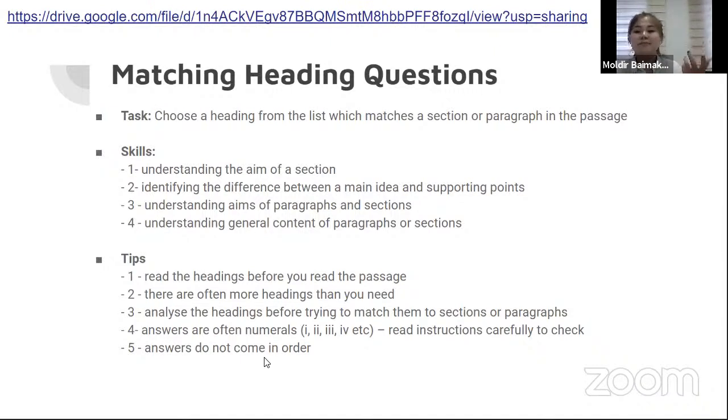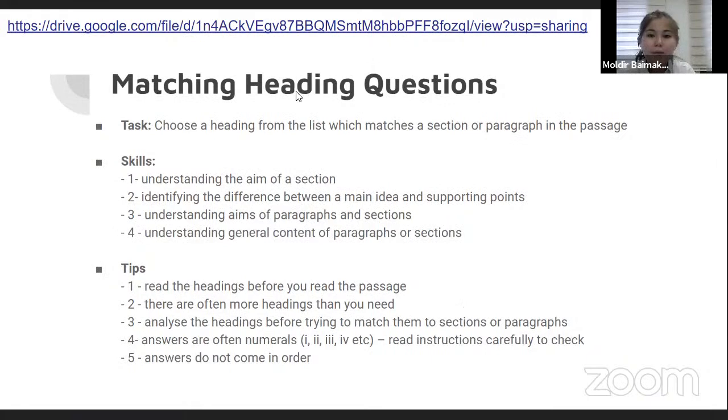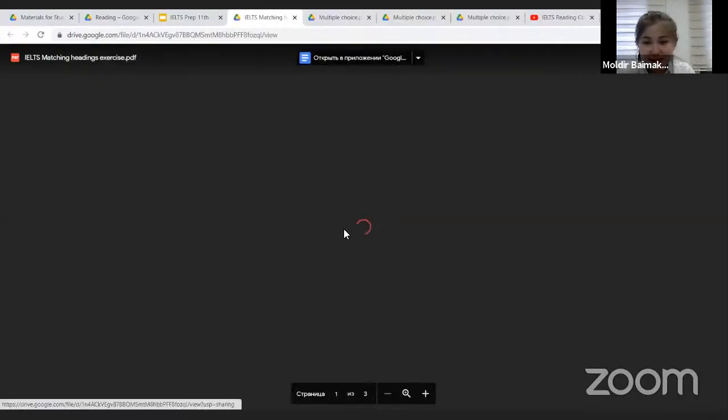Okay, so like here, obviously the answers and questions don't come in order. Okay, so any questions about the theoretical part of matching headings? Not really. Then we are opening the last practice test.